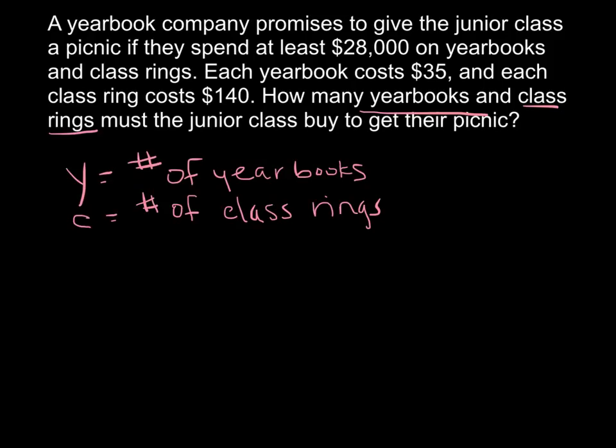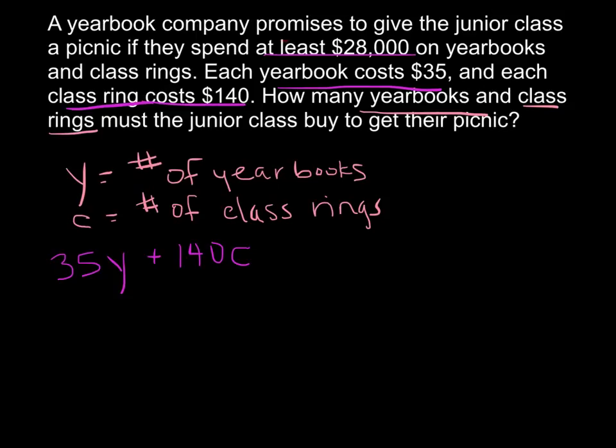So let's go ahead and take that and write it as our first equation. We have that each yearbook costs $35, so we can write 35 times the number of yearbooks, correct? So 35 times y plus class rings cost $140. So we have $140 per class ring, 140C. And we have at least $28,000.